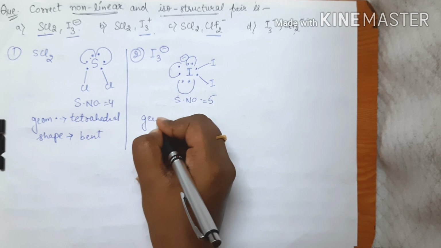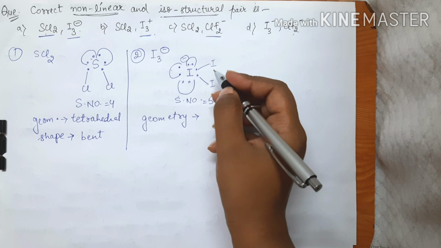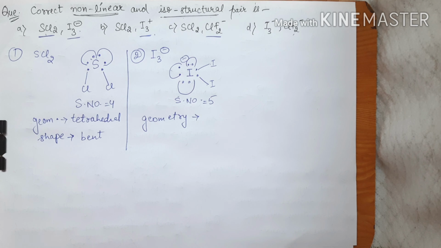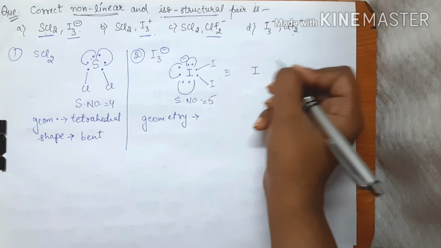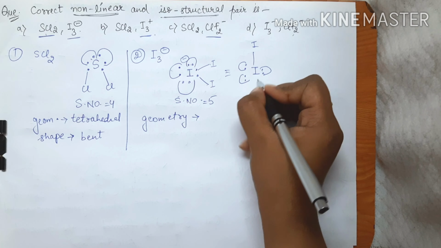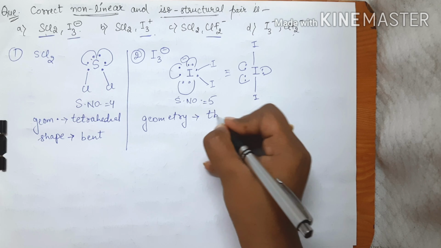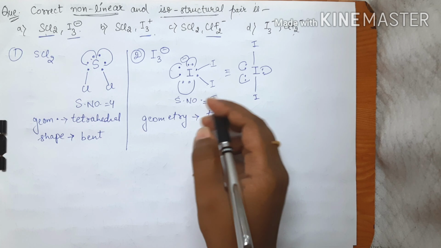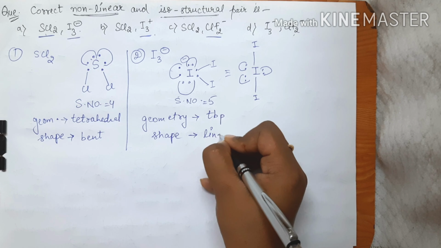If we talk about the geometry for steric number 5, what will it be? We can show this structure like this: iodine, 3 lone pairs like this, 1 iodine above and 1 below. So the geometry will be trigonal bipyramidal. This we have discussed in a previous video also, for I3 positive and I3 negative. And what will be the shape? The shape will be linear.